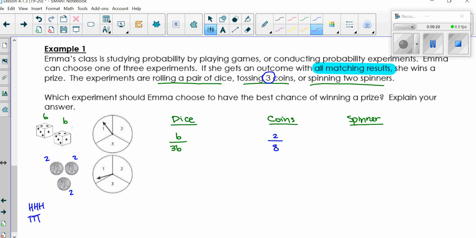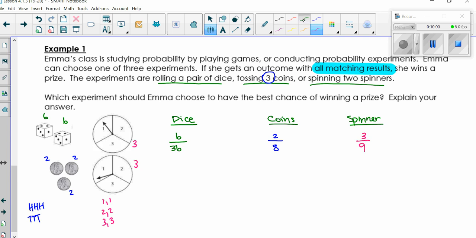Okay. Next, on the spinner, getting all matching results would be spinning a 1 and then spinning the other one and getting a 1, spinning a 2 and then spinning the other one and getting a 2, or spinning a 3 and then spinning the other one and also getting a 3. So there's 3 possible matching results, and it's out of, instead of writing out all the outcomes, there's 3 possibilities here and 3 possibilities here, 1, 2, 3, 1, 2, 3, and 3 times 3 is 9.